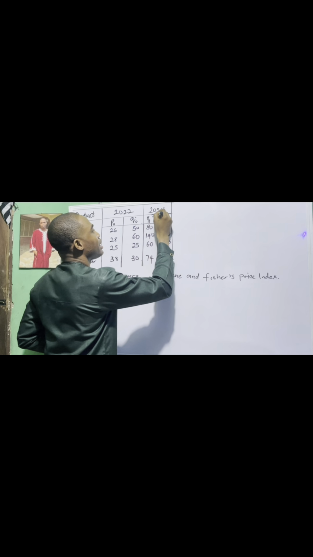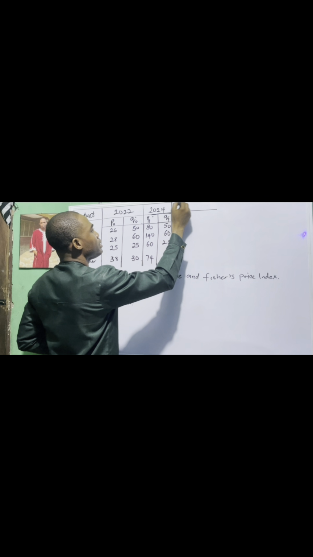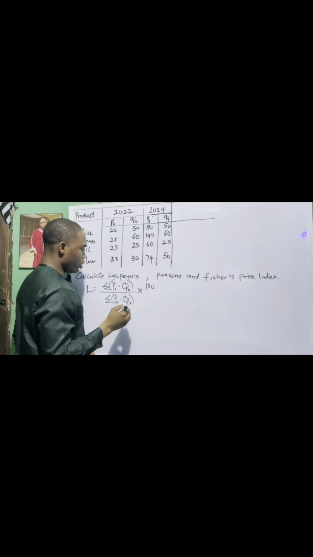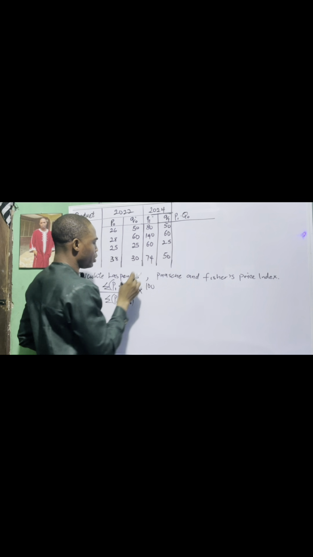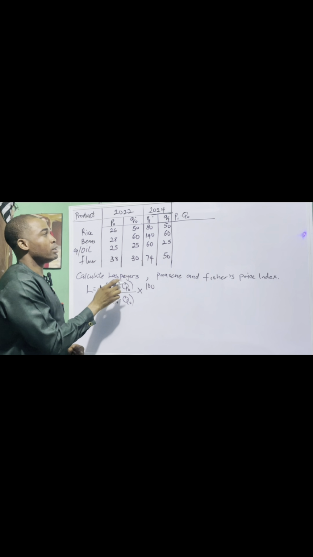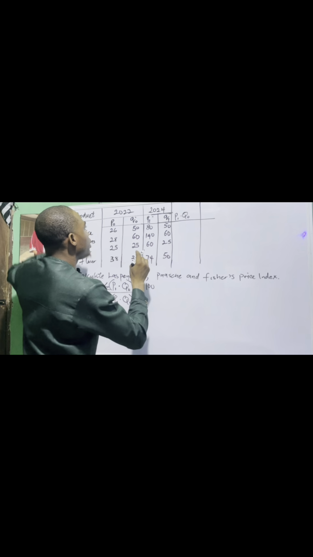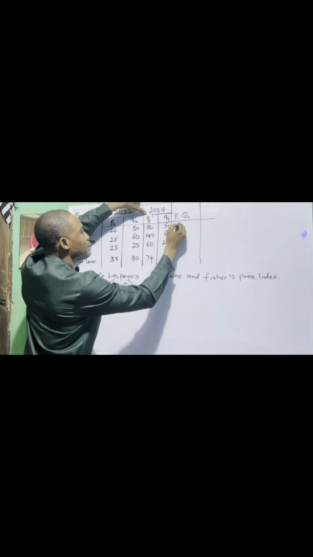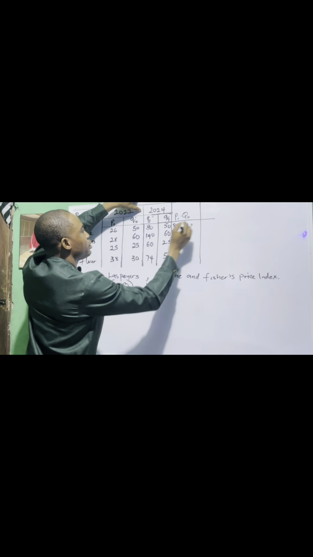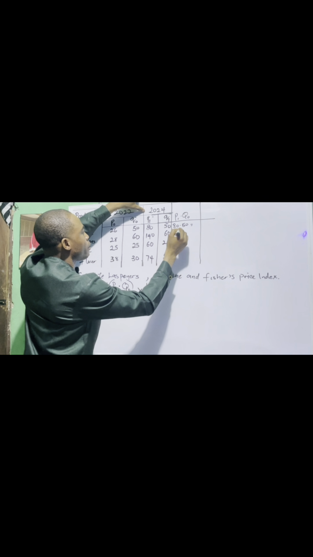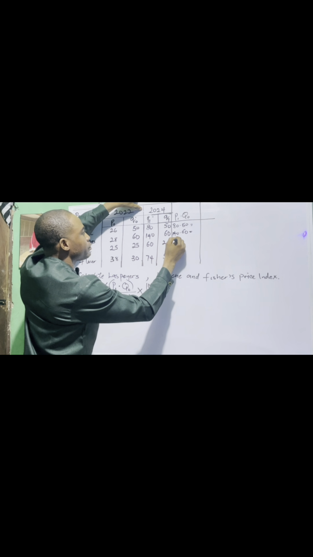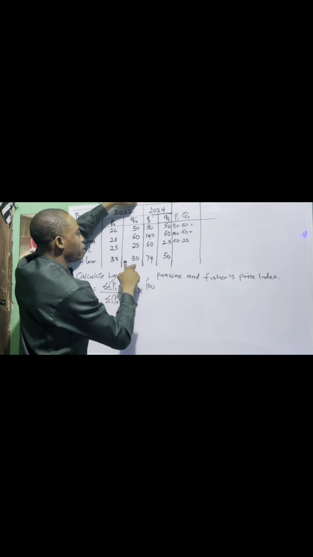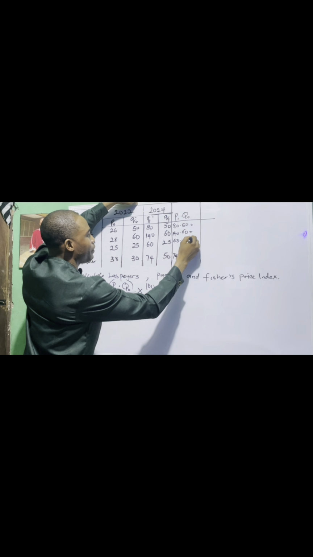So here, I'll need to extend my table. By extension of my table, the new column will be the new price multiplied by the old quantity, because I want to examine and evaluate what is here. This means I will multiply my current price with my base quantity. So here I'll have 80 multiplied by 50. Here I'll have 140 multiplied by 60. Here I'll have 60 multiplied by 25. Then here I'll have 74 multiplied by 30.